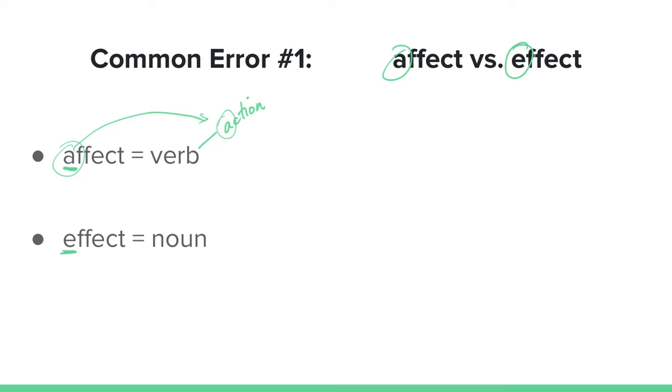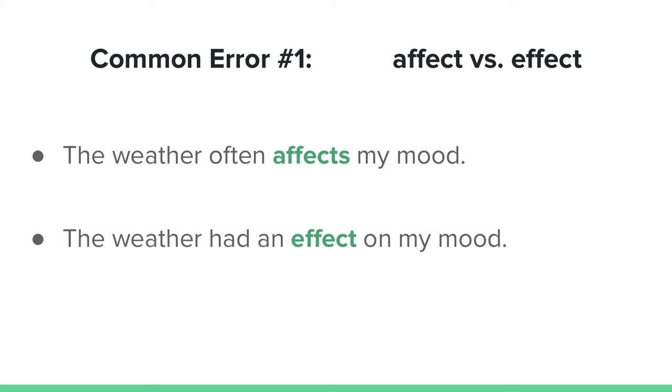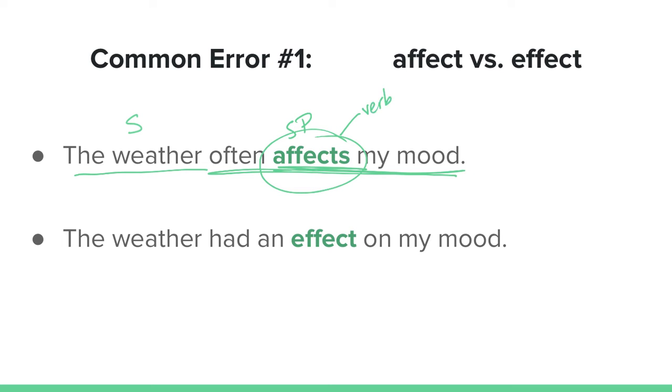So let's look at some examples. The weather often affects my mood. So if we break this sentence down, we have the subject here, and then this is the main verb. This is the predicate here, but this is your simple predicate, affects. It's functioning as a verb, so it's an A.